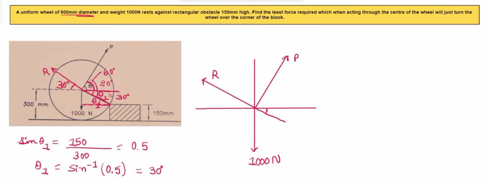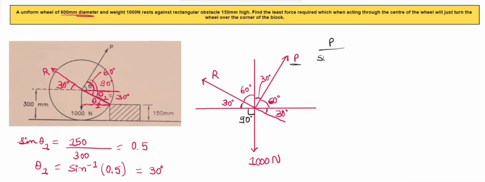I'll just extend this backwards. Here it is 30 degree. Here this angle is also 30 degree. And this angle is 60 degree. Now between the vertical line and R, the angle will be 60 degree, and between the vertical line and P, the angle will be 30 degree. Which means between P and R, the total angle is 90 degree. Now for P, the opposite angle is this one, which is 90 degree plus 30 degree. That is the total angle will be 90 plus 30.